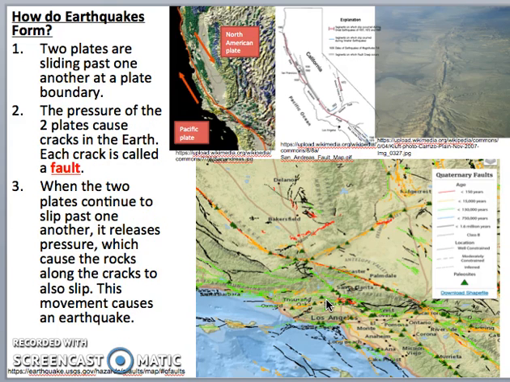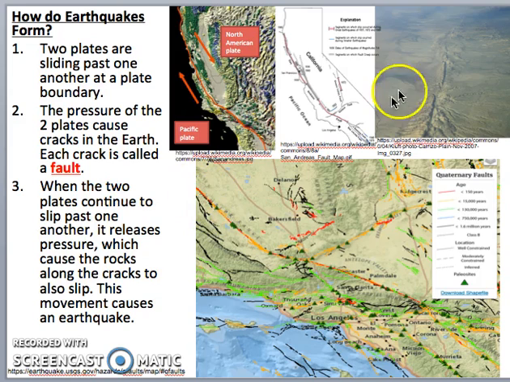Now let's talk about how earthquakes form. Earthquakes form also at plate boundaries. When two plates are sliding past one another, it causes a lot of pressure, and sometimes that pressure causes cracks in the earth, and we call those cracks faults. So here's an example. We have in California the Pacific plate moving in this direction and the North American plate moving in this direction. This is a transform boundary, and the pressure built along the plate boundary causes a lot of cracks, and one of the most famous cracks is called the San Andreas Fault, and here's a picture of the San Andreas here.